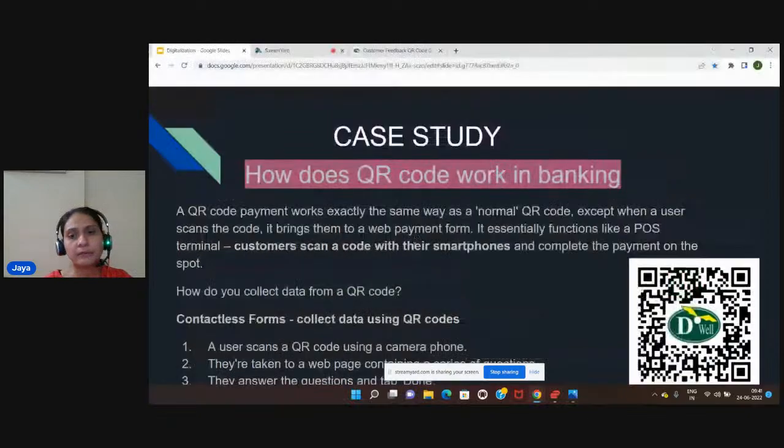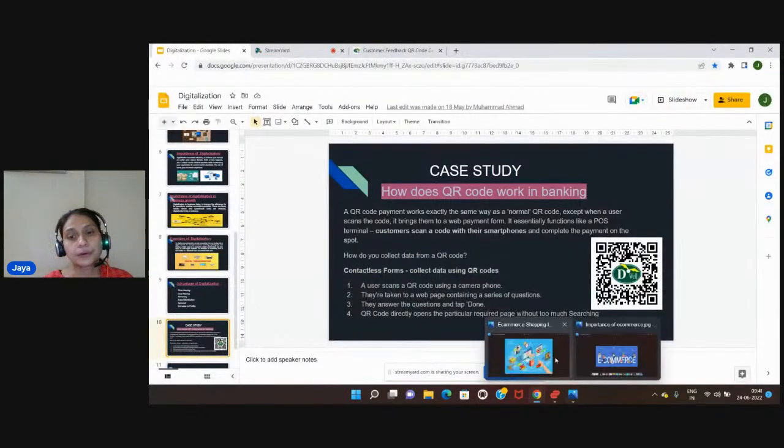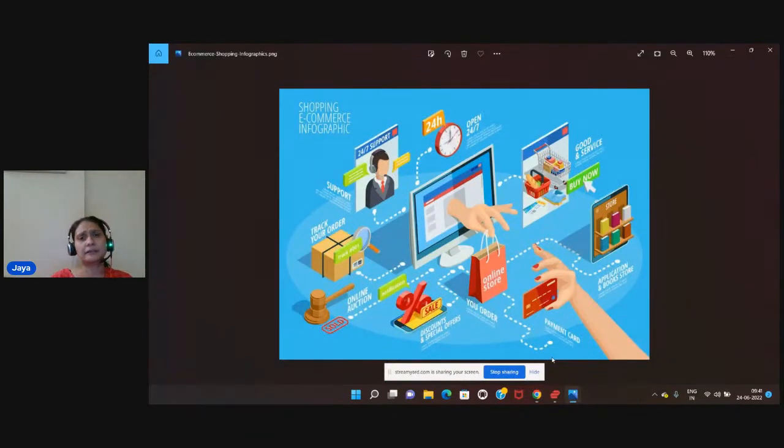You are all very aware of the e-commerce industry. Everybody nowadays shops online, where it becomes convenient and easy for the consumers as well as for the business, and they can improve each and everything. So my case study belongs totally to e-commerce shopping. So the first question which comes to mind is, what is a QR code, and what is the use of a QR code in e-commerce?